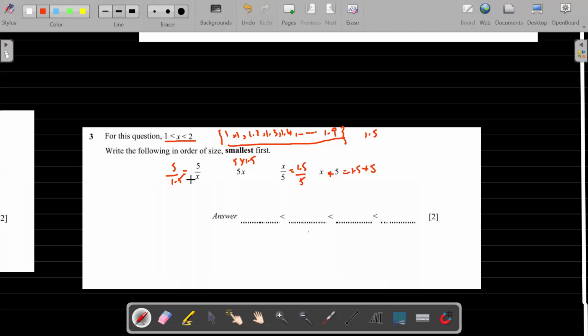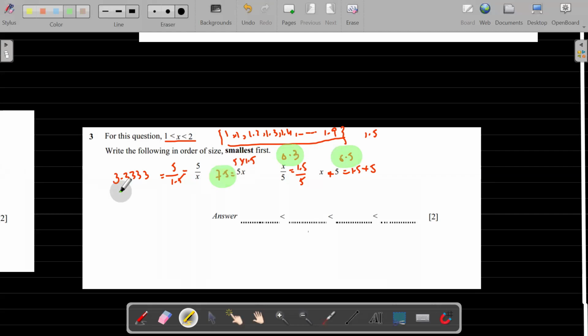So let's see what will be our answer. 5 divided by 1.5 is 3.33. And 1.5 times 5 is 7.5. 1.5 divided by 5 is 0.3. Let me highlight it. And 5 plus 1.5 is 6.5. Let me highlight them. These are the answers.